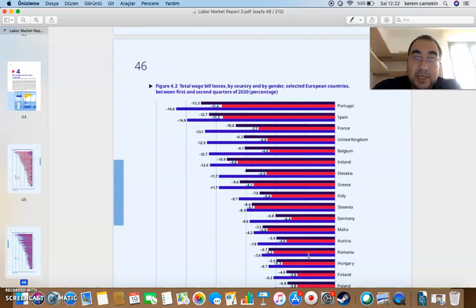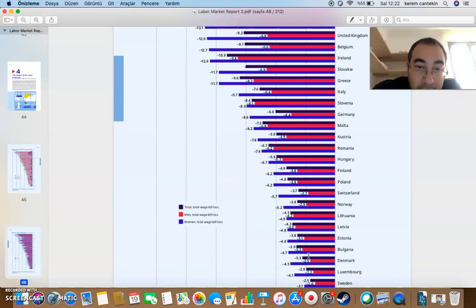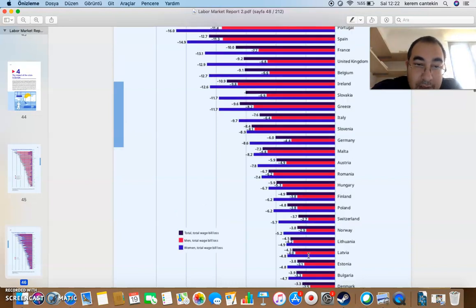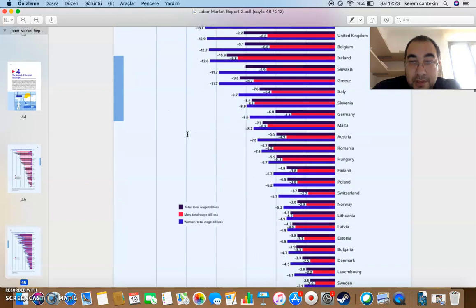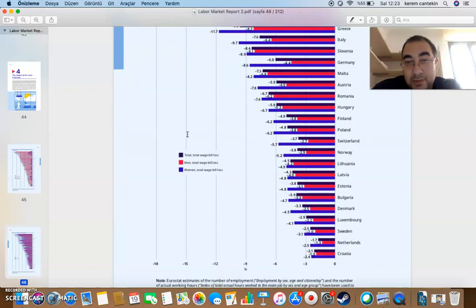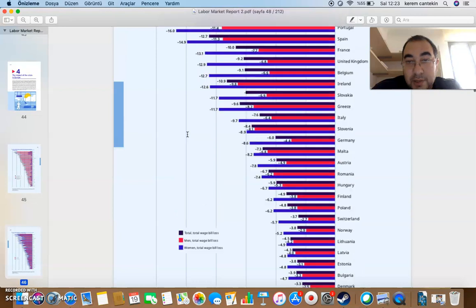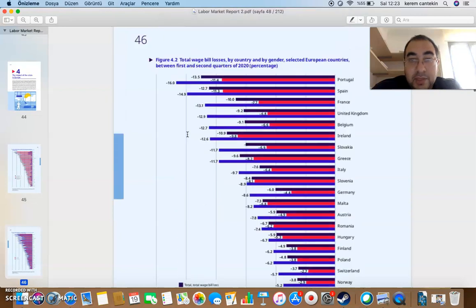Okay, and you can see gender cases. The men are red, blue is women. Women suffered more loss. 16% in Portugal, for example, as opposed to 11% for men. In France, you can see how drastic the difference is. So almost everywhere there's a difference. Nowhere did women do better than men.